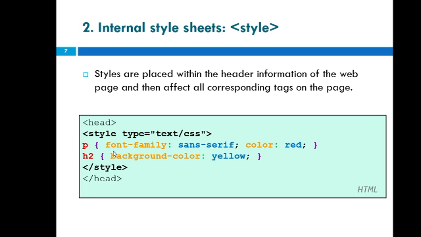So according to this example, we are applying a sans serif font to the paragraph, red color to the paragraph, and also we are applying a yellow background color to the H2.